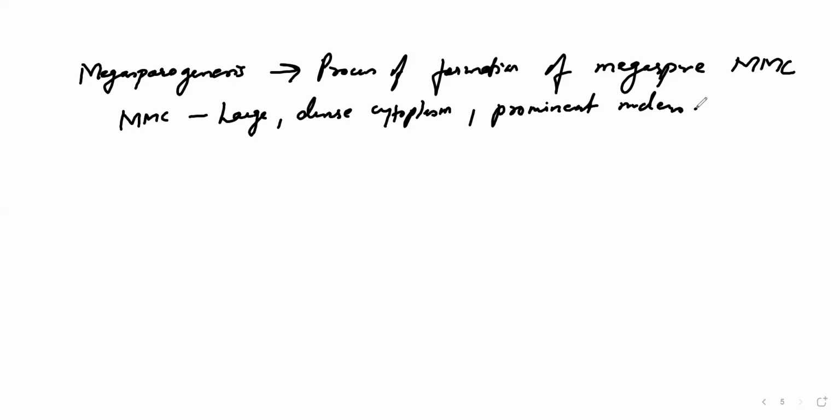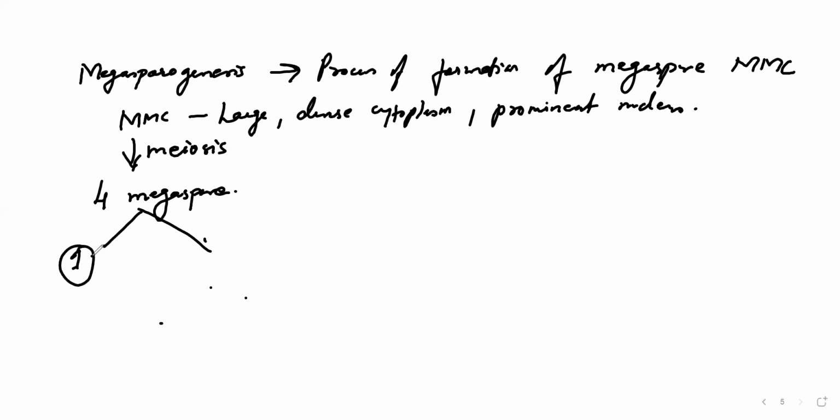So gradually, the MMC will undergo the meiosis process. And when it undergoes the meiosis process, it is going to produce 4 megaspores. Okay, so out of these 4 megaspores, 1 megaspore is going to be functional. Means it is the only one that is going to lead the entire process, whereas the other 3 will degenerate.